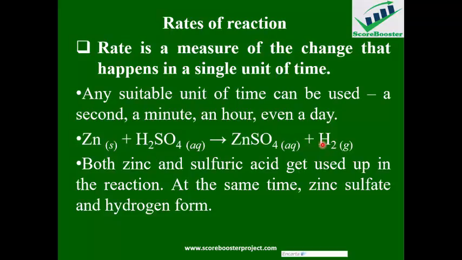So the volume change is also another parameter that is used to ascertain that a reaction has taken place. So in this case now, both zinc and sulfuric acid get used up in that reaction, and at the same time as zinc and H2SO4 are getting reduced in the reaction, there is formation of zinc sulfate and hydrogen in gaseous form. That is the simple explanation of what the rate of chemical reaction is.